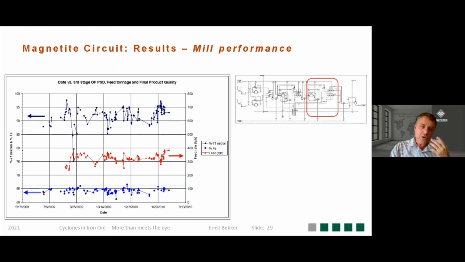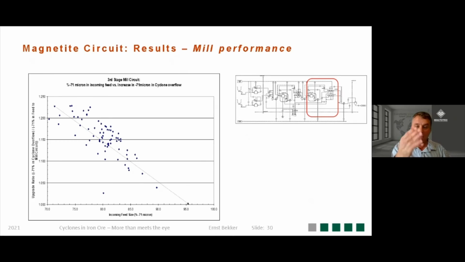So re-looking at this data, there was something that was starting to become apparent, and that was that the minus 71 micron fraction increased when the feed rate to the plant decreased. Interestingly, there was no reaction on the grade. So this indicated that somewhere there was an energy limitation problem as well.